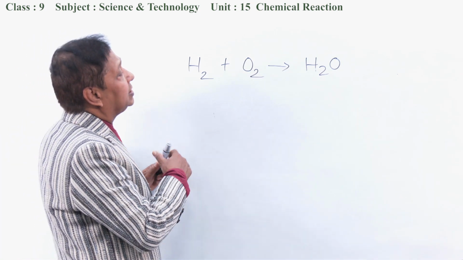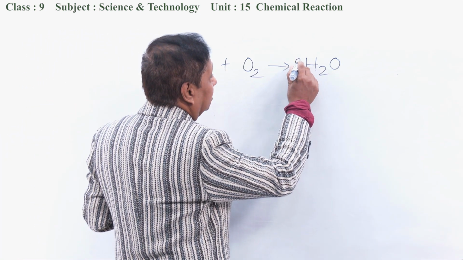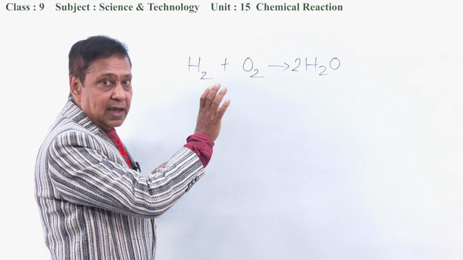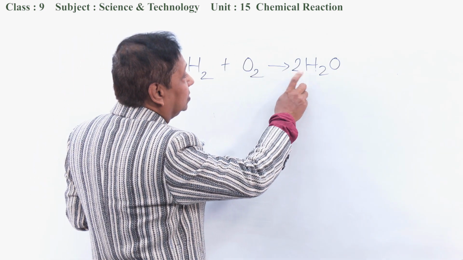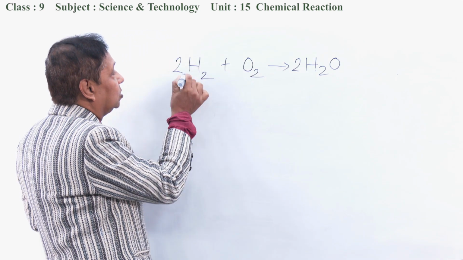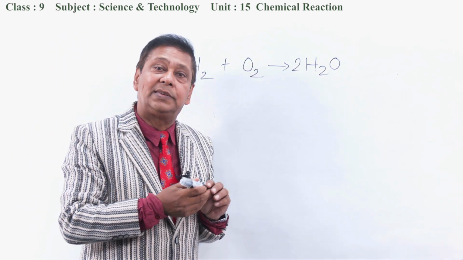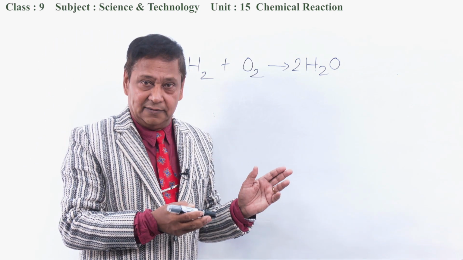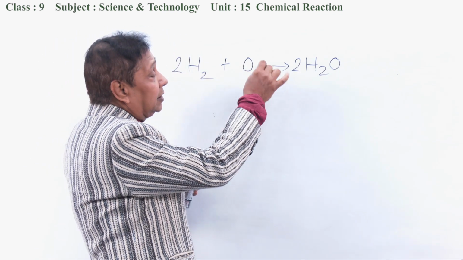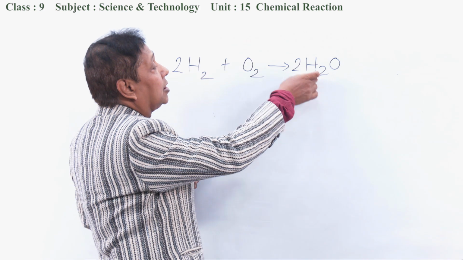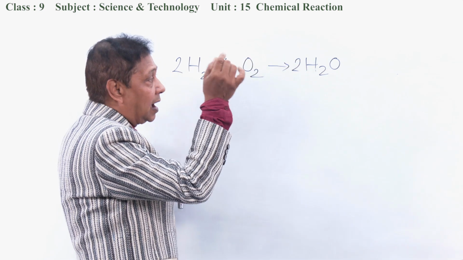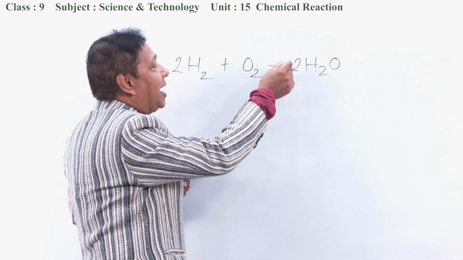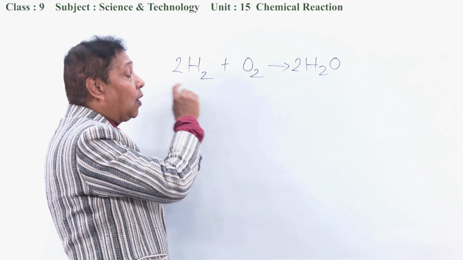Now how to balance this? If I take 2 here, then oxygen balances on both sides. And what about hydrogen? 2 twos are 4. If I take 2 here, then hydrogen also balances on both sides. This way, we can balance the equation. How do I balance this? By taking a certain number in front of a certain molecule, and then I try to balance the other.